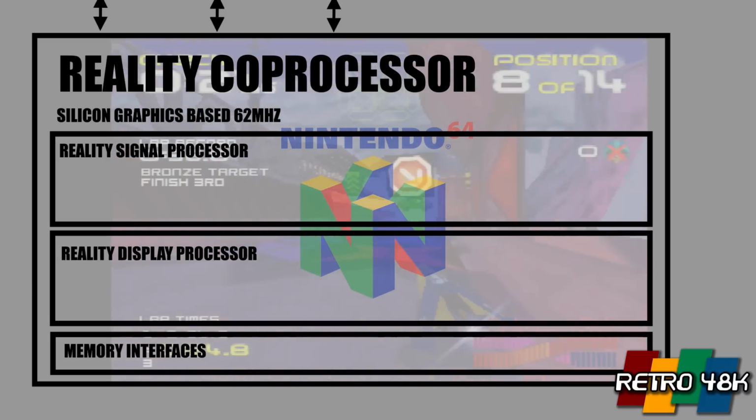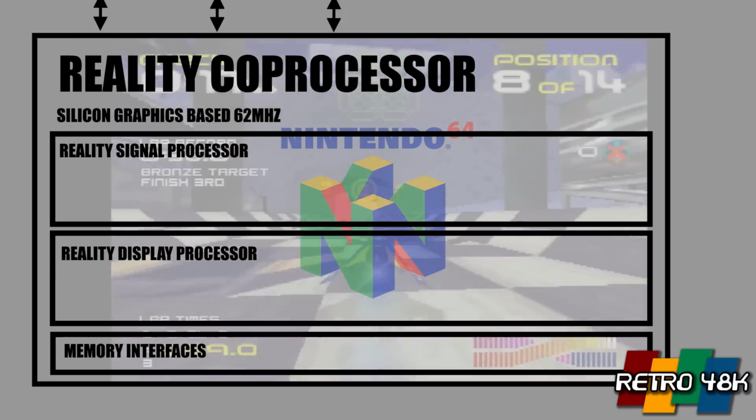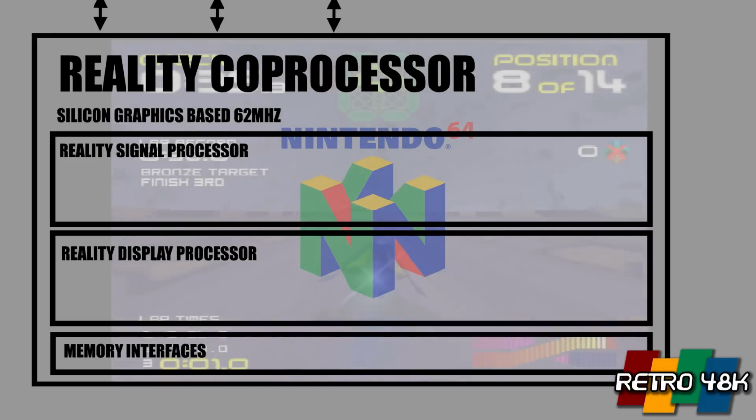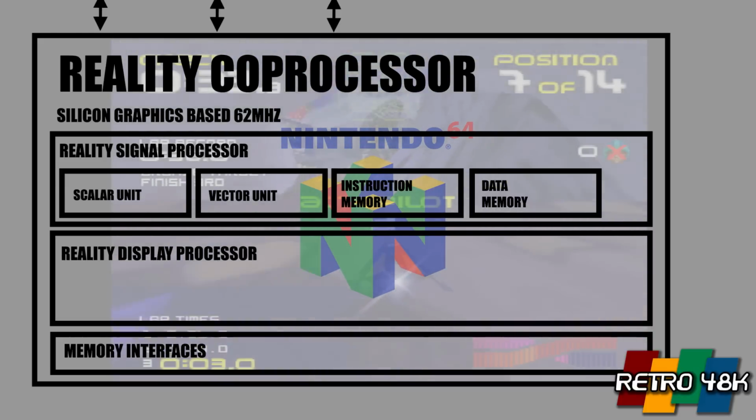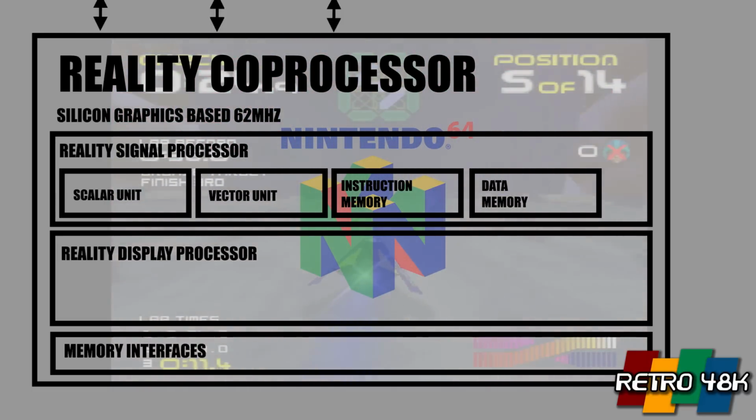But what does all that mean? Well, if we start with the Reality Signal Processor, the RSP consisted of a scalar unit, a vector unit, an instruction memory and data memory, and it would use these to execute a series of tasks from memory in order to build up a set of display instructions, again in memory, that could be read by the Reality Display Processor.